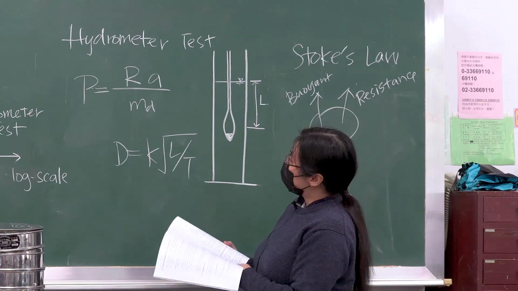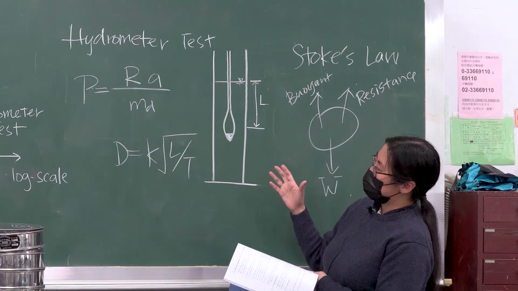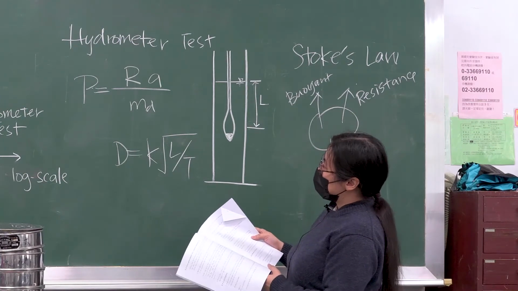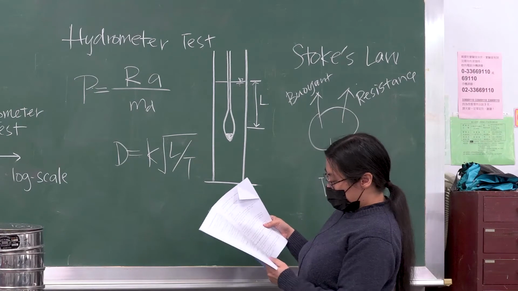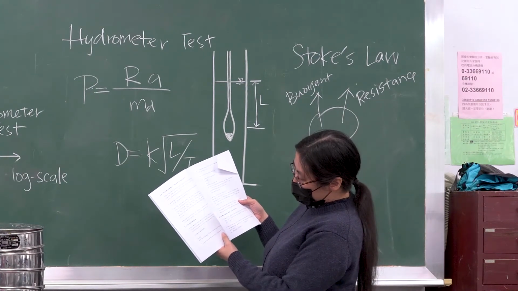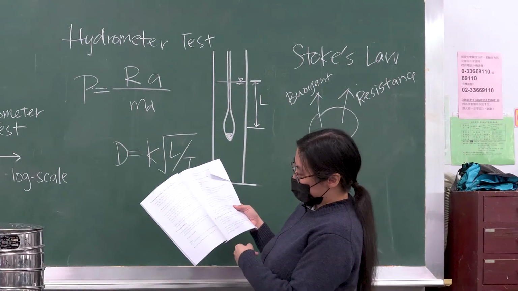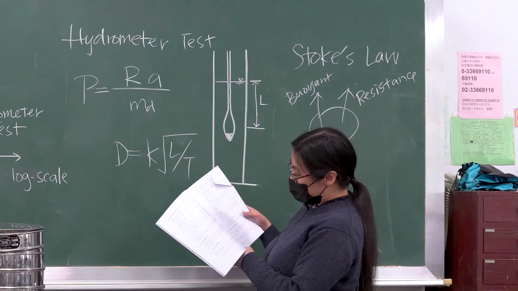It depends on several parameters, which are R, A, and M sub D. R is related to our hydrometer reading. If you look at page number 12 at the very bottom, capital R is equal to the difference of two small r. The first r is the hydrometer reading.